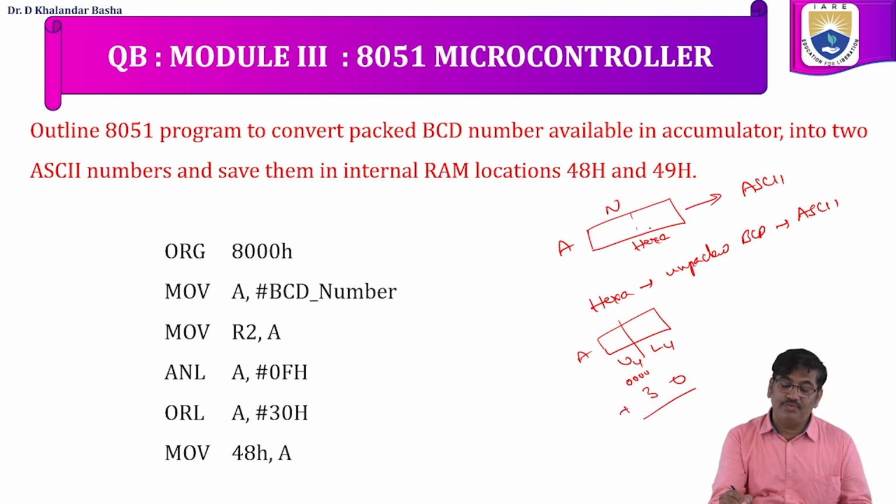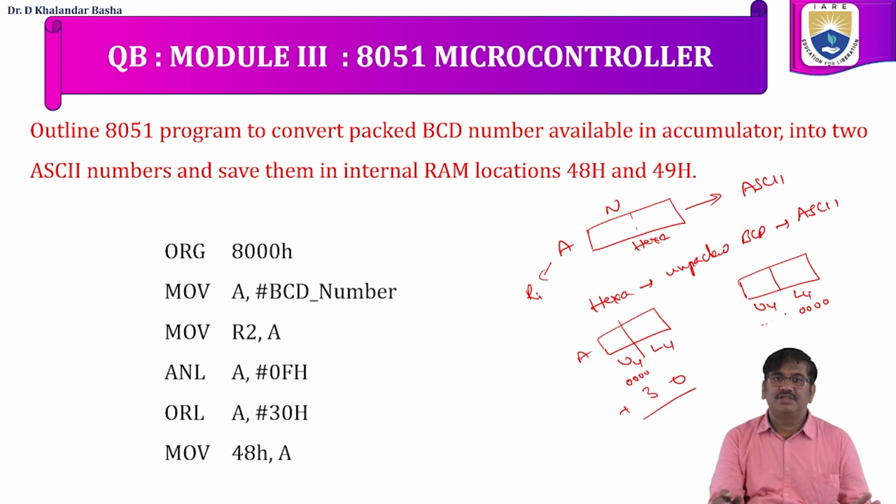Then the lower 4 bits are converted into ASCII. Whatever the accumulator contents are, we are going to have a copy in another register. Then with the same contents, we will clear the lower 4 bits and the upper contents will be retained as it is. Then we go for rotating these contents towards the right side by 4 bits.